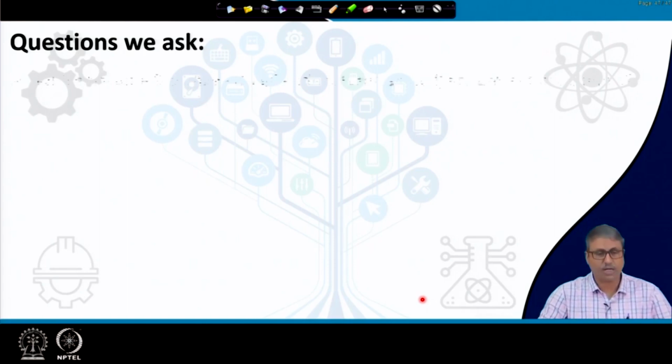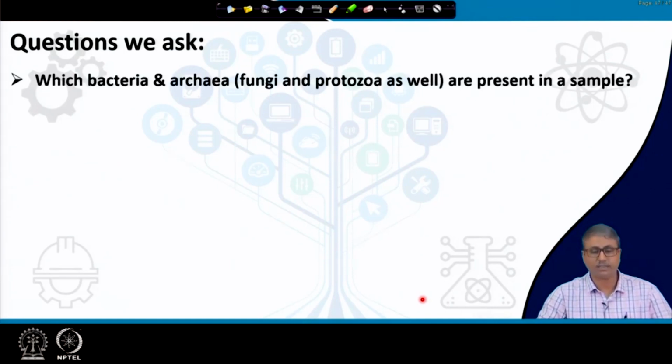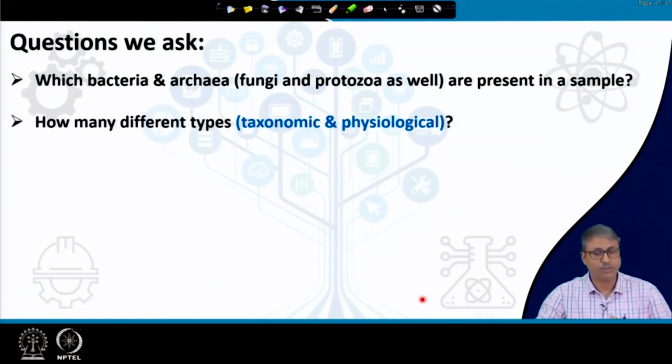So, the questions that we ask: which bacteria and archaea, the microorganisms in this case, and including the fungi and protozoa wherever it is applicable, like in wastewater treatment, perhaps we have to even include viruses also, present in the sample. So, if you are dealing with activated sludge or wastewater treatment, or we are looking into a drinking water system, we might have to consider all possible types of microorganisms that are present there. So, our method should be able to identify them and also find out the quantitative abundance.